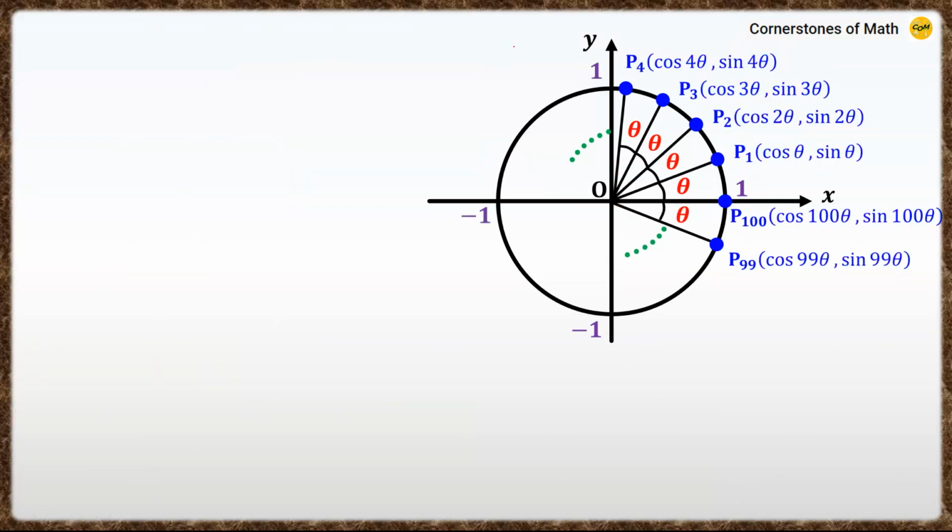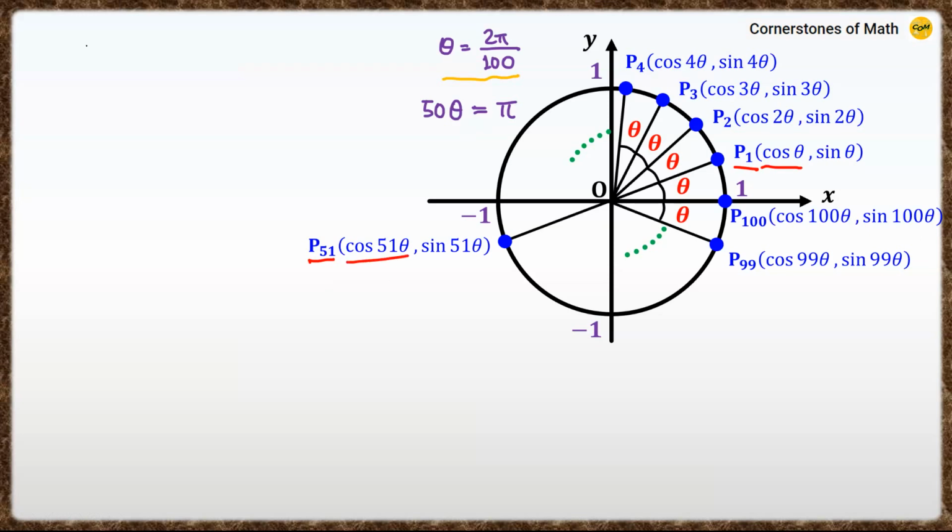Next, let's talk about the symmetry. Due to the nature of dividing a circle into 100 arcs with equal central angles, points P1 and P51 must be symmetric with respect to the origin. You can also use the fact that since theta has this value, rotating 50 theta means rotating pi. Anyway, this symmetry means that the sum of their x coordinates must be 0, so we have cosine theta plus cosine 51 theta equals 0. We also have y coordinates, but let us first consider only x coordinates for now.